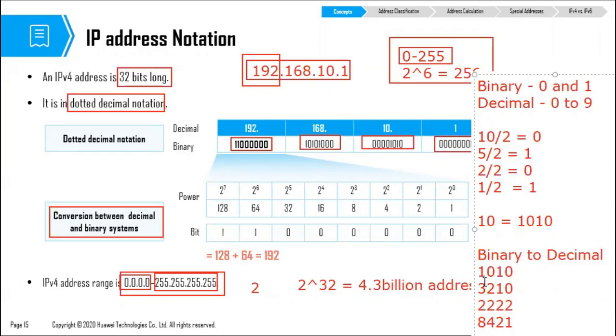So what is 8 times 1? 8. What is 4 times 0? What is 2 times 1? 2. What is 1 times 0? 0. So after doing that, then we add 8 plus 0 plus 2 plus 0. And we end up with 10.